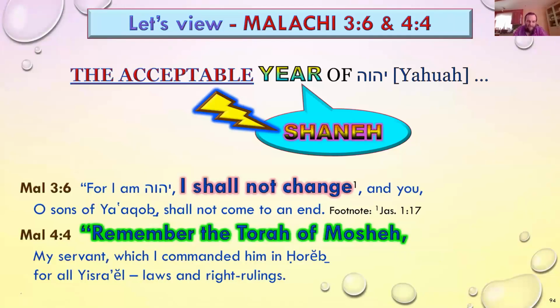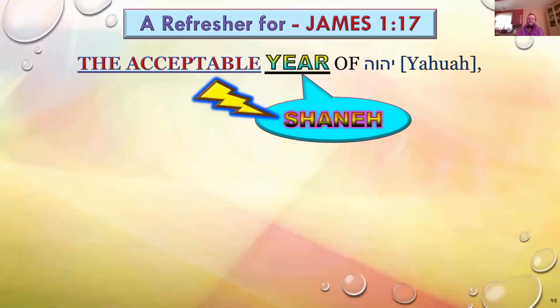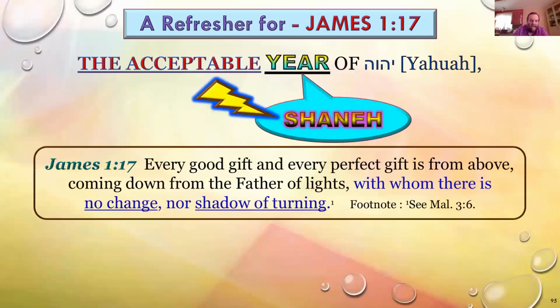Let's return back to the Torah of Moshe for instruction. I'll start again. Remember the Torah of Moshe, my servant, which I commanded him in Horeb for all Yisrael, laws and right rulings. The Shane is in the Torah of Moshe. And here's a refresher for James 1:17, the acceptable year of Yahuwah, which is Shane.